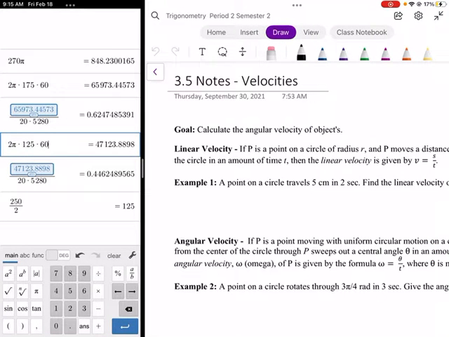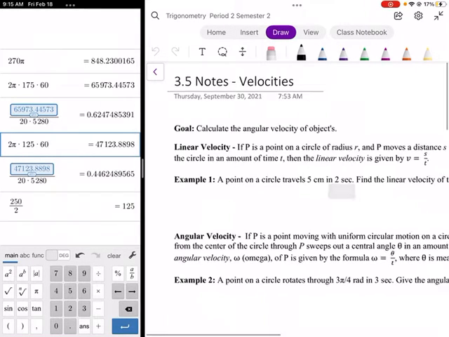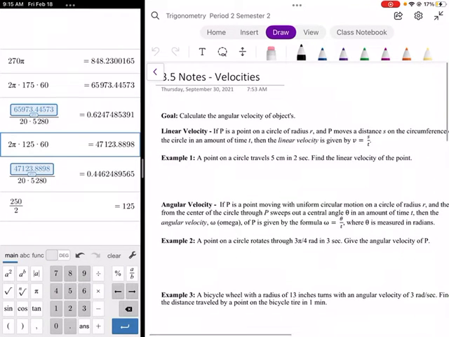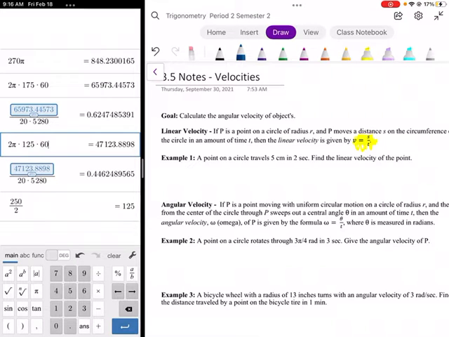Our next section of notes is on 3.5, which is on velocities. So today we're going to learn how to calculate the angular velocity of objects. In this section, you will see a bunch of formulas. You can calculate the velocity using the formula, or you can use the method that we're going over today, just because it's a little more consistent throughout the problems, and it'll make it easier for you to do.